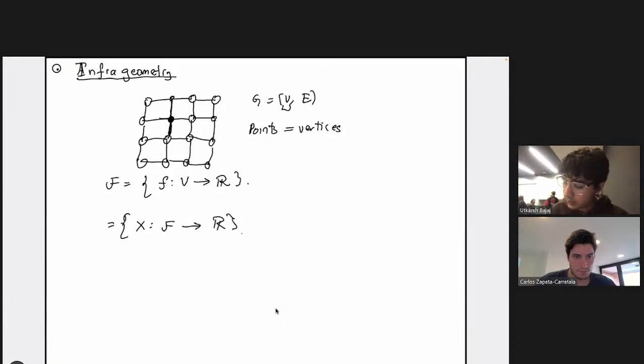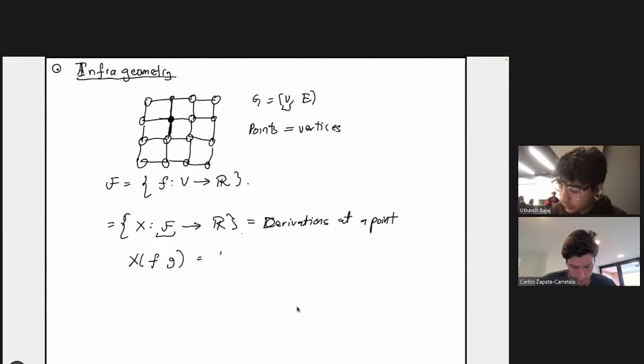And in ordinary differential geometry, these are called the set of all derivations at a point. So what it does is it takes a function and tells us how it changes at that point, and the way it changes depends on the path. It turns out there's a one-to-one correspondence between the set of all paths and the set of all ways in which the function can change at a particular point. And it has to satisfy this nice property, which is the Leibniz rule.